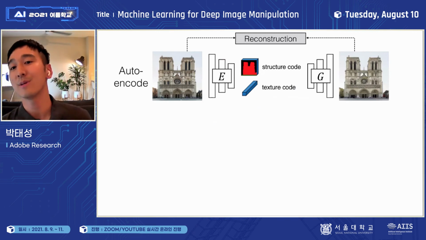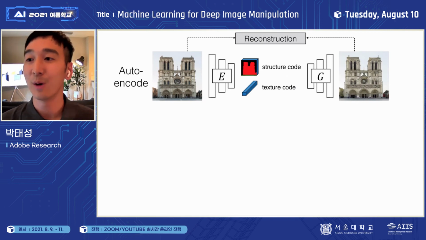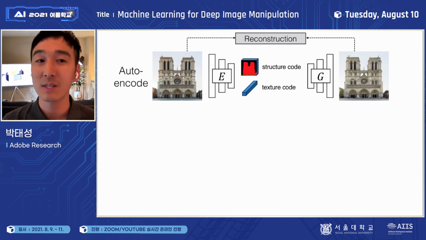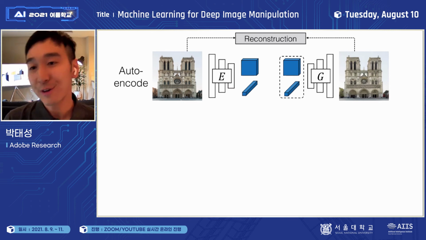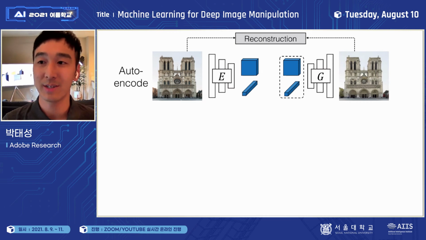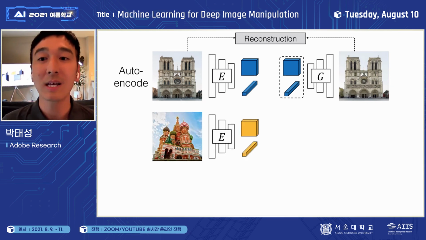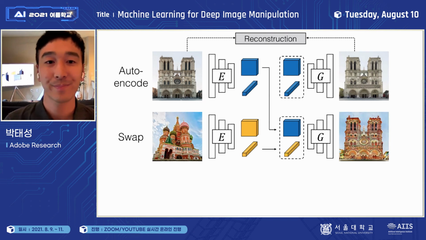So here's the full description of our method. First, our image manipulation model is modeled as an autoencoder, but unlike standard autoencoders, our encoder actually outputs two codes designed to represent structure and texture. And these two codes should have enough information to reconstruct the input image. Also, during training, we randomly sample another image from the dataset, extract their codes, and perform swapping of the codes to produce a hybrid image.